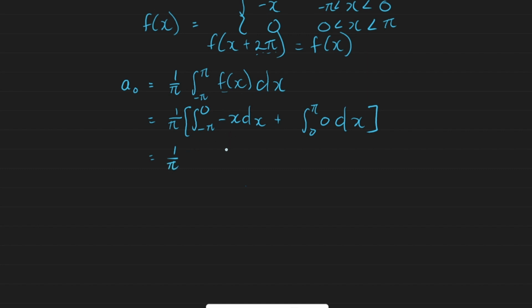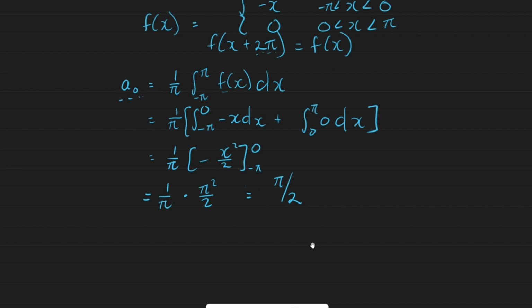So the integral of minus x is just minus x squared over 2. That's integrated from minus pi to 0. So if we substitute in 0, we get 0, and then minus and a minus would give us a positive. So we're left with pi squared over 2. So 1 over pi multiplied by pi squared over 2 gives us just pi over 2. So that's what a naught is equal to.